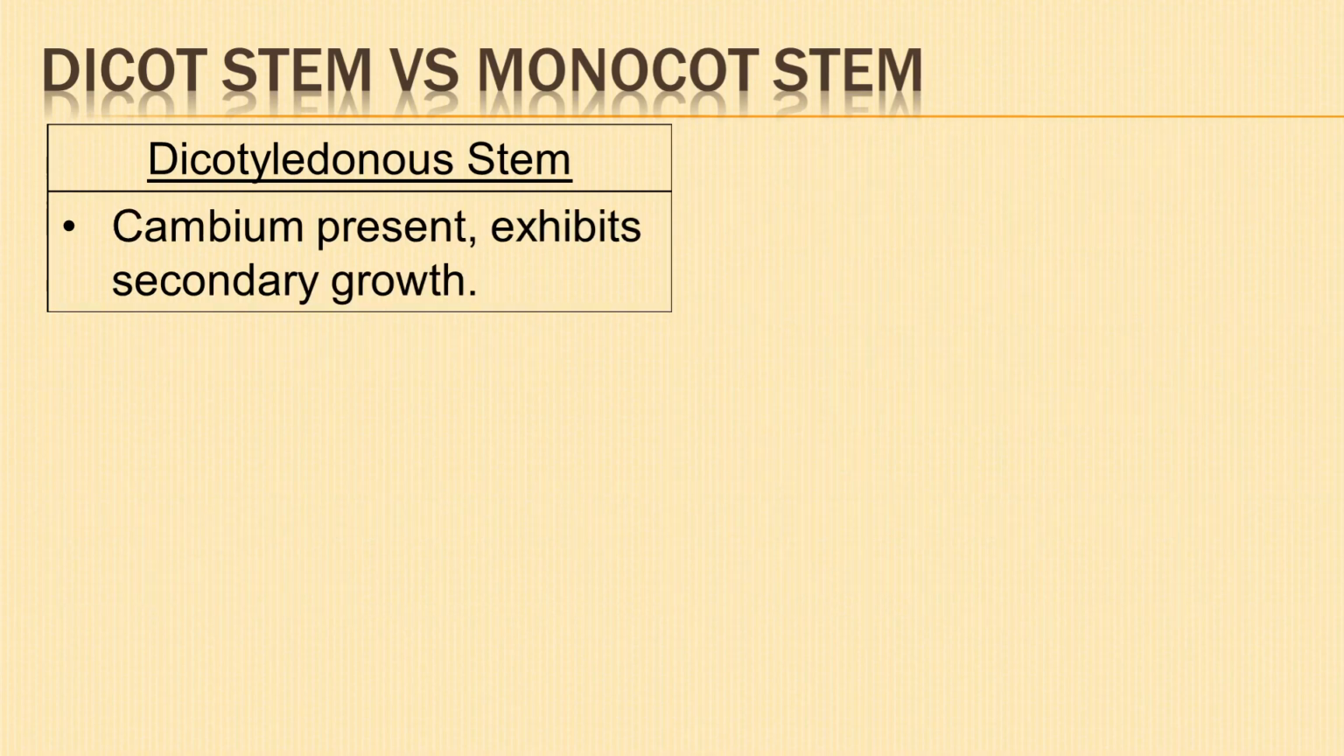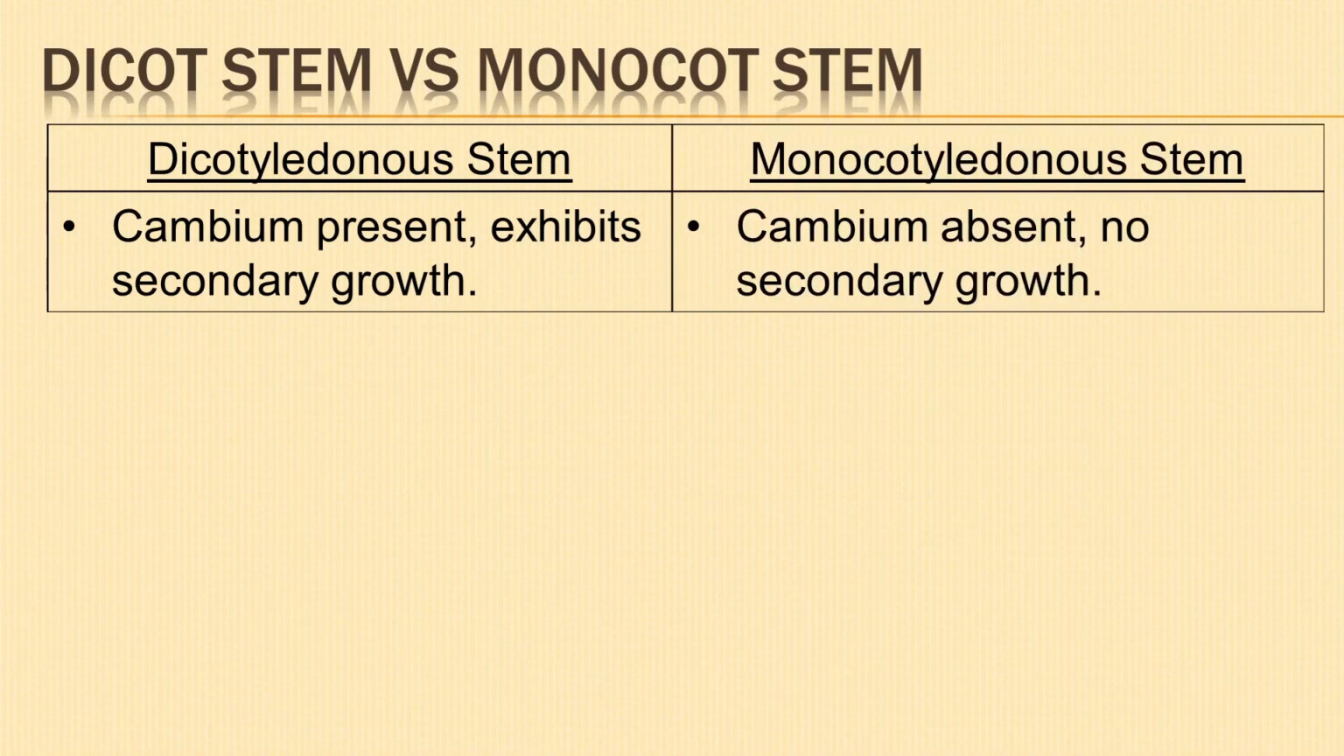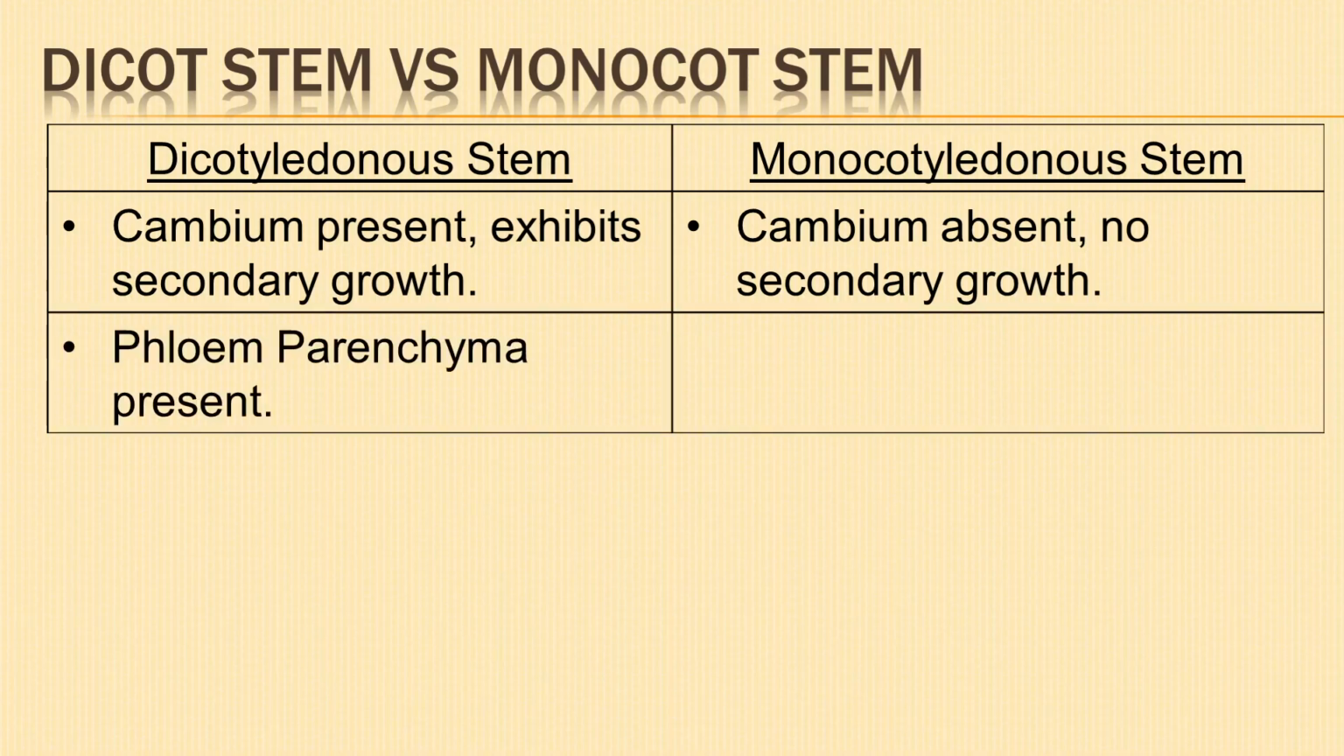In dicot stem, cambium is present and the stem exhibits secondary growth. In monocot stem, cambium is absent. There is no secondary growth. Phloem parenchyma are present in dicot stem. Phloem parenchyma is absent in monocot stem.